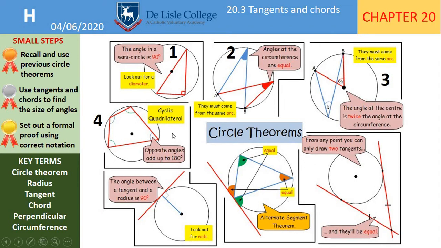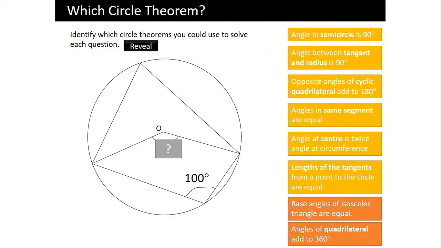Number 4, we've also used in the starter that the opposite angles of a cyclic quadrilateral add up to 180 degrees. So each of the 4 corners of the quadrilateral must touch the circumference for this to happen. So in today's lesson, we are going to look at some further circle theorems, but to start with, let's have a bit more of a recap.